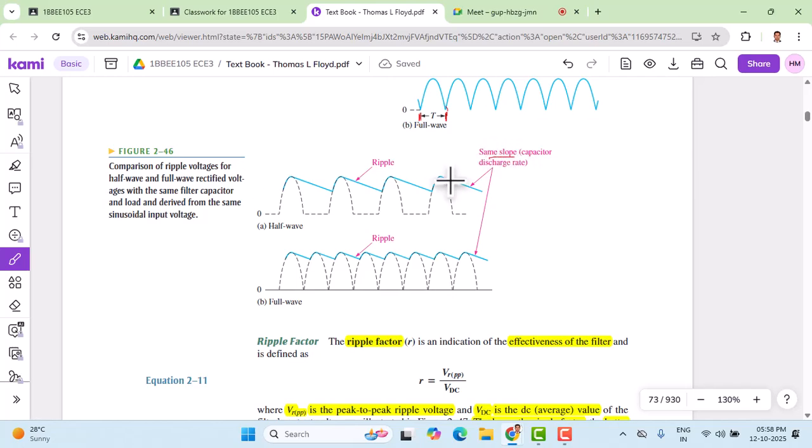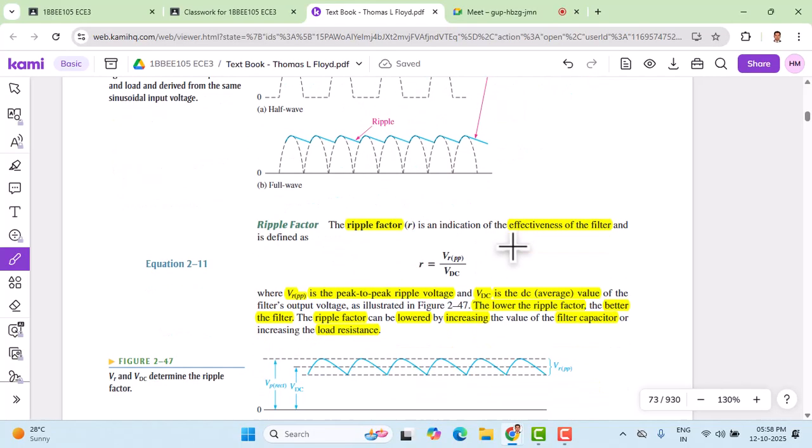This is going to be the discharge rate. Only when we increase the capacitor value can this slope be altered. Otherwise the slope remains the same. And now we have an important parameter called the ripple factor.